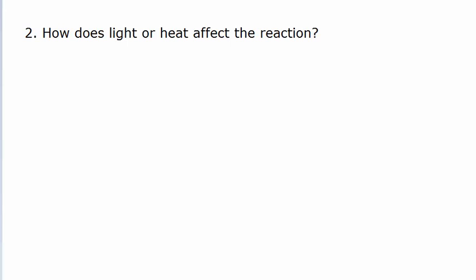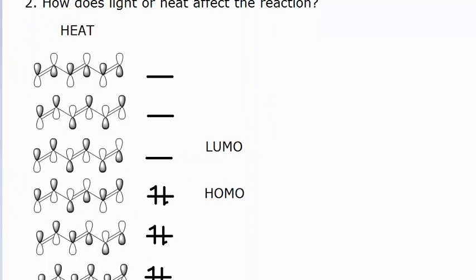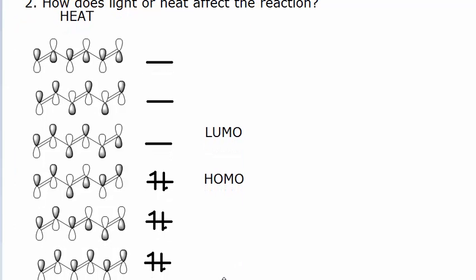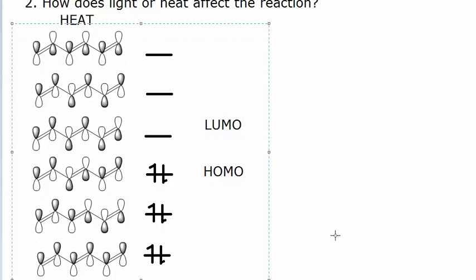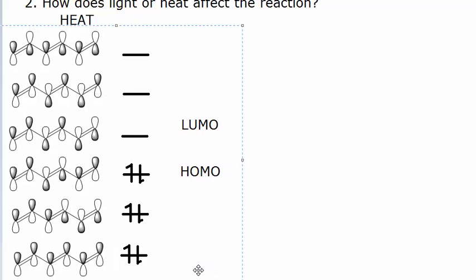Well, it goes to how you draw this molecular orbital diagram. So what we've been looking at, the system we just looked at above, is the molecular orbital diagram that corresponds to heat. And I'm trying to fit everything here in the window. You have to forgive me if it doesn't exactly work out. All right, I think that fits everything. I'll move this over a little bit. Okay, so how does light or heat affect the reaction? Well, for heat, this is the molecular orbital diagram that we have.